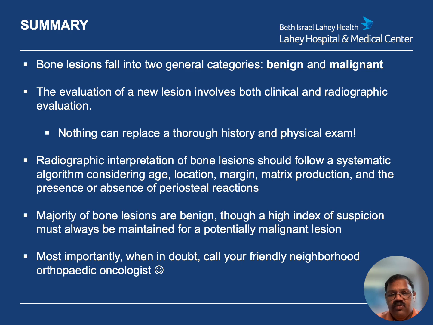The radiographic interpretation of bone lesions should follow a systematic algorithm, much like what we just discussed. And you should really consider age, location of the lesion, the margin, the matrix production, and the presence or absence of a periosteal reaction in helping narrow down your differential. The majority of these bone lesions are benign, as I mentioned, almost 100-fold more common than malignant lesions, but you need to maintain a high index of suspicion, especially in specific scenarios where there are red flag findings that are suggestive of a malignant lesion.